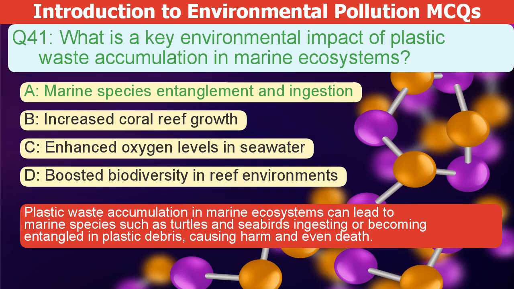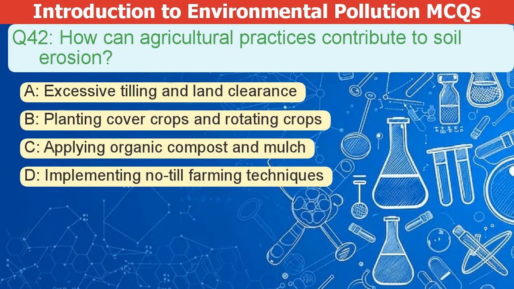Plastic waste accumulating in our oceans harms marine life. Turtles and seabirds, for example, can ingest plastic or become entangled, causing injury or death. How can agricultural practices contribute to soil erosion?